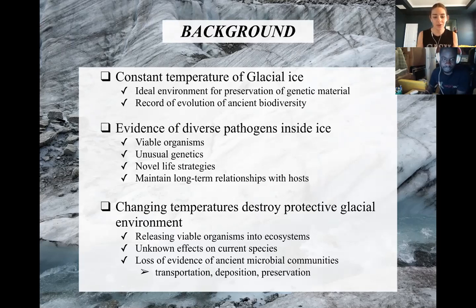So changing temperatures destroy protective glacial environments, the stable environments that these ancient microbial communities have depended on for survival. So the melting ice will release viable organisms into our ecosystems, causing unknown effects on current species, in addition to losing the evidence of ancient microbial communities that we currently have access to with these ice sheets intact. So we will lose any evidence about the ancient microbial communities and their transportation, deposition, or abilities to preserve themselves.